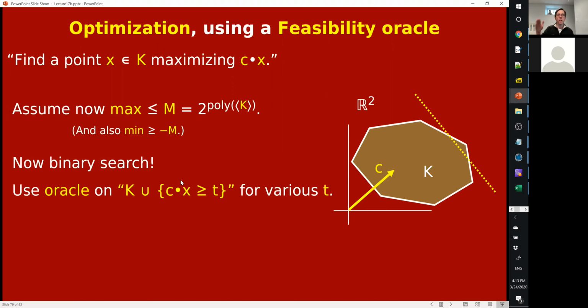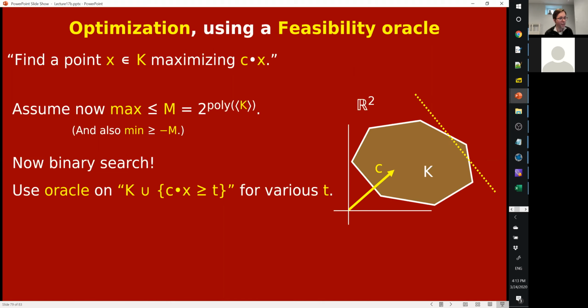And that's great because of the range of the number of values. Let's say M starts out as an integer that's 2 to the poly size of K. It says polynomially many bits, so you can get 1 bit of accuracy per halving on the optimal value of c dot x.